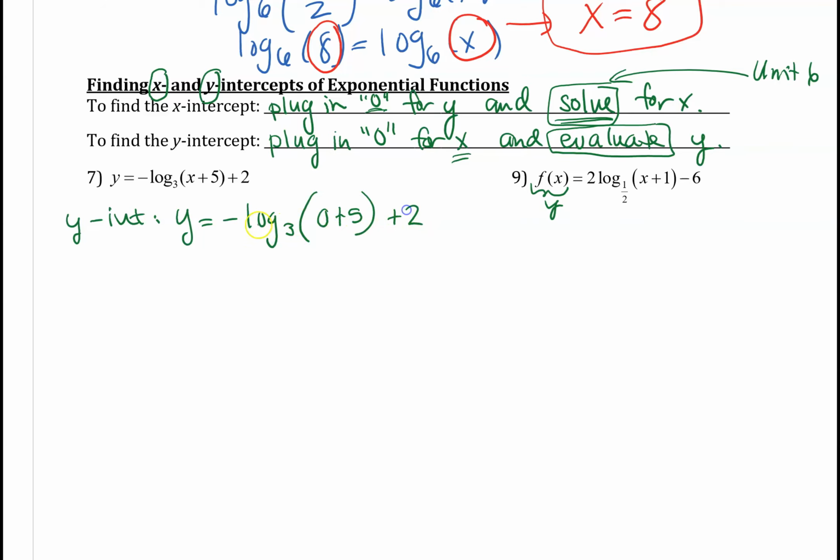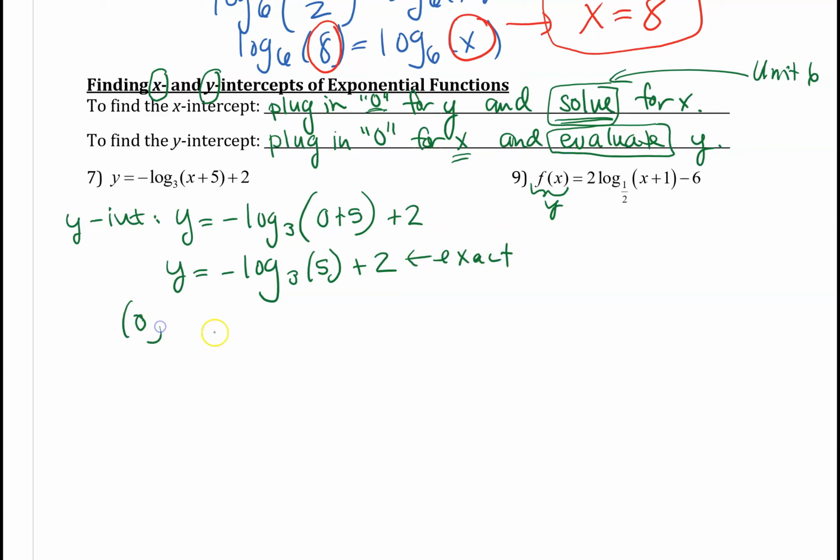And then from there, it's just a matter of evaluating. So 0 plus 5 is 5. So I get the negative log base 3 of 5 plus 2. I know that seems weird, but that is a number. That's the exact form of our intercept.